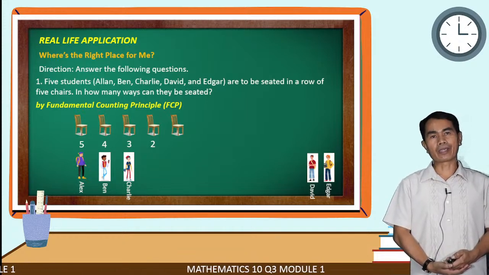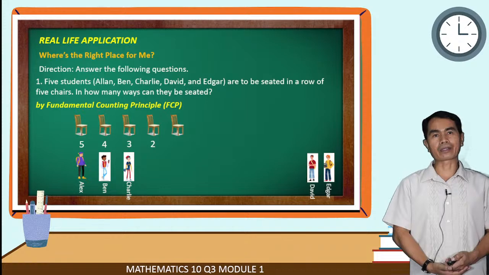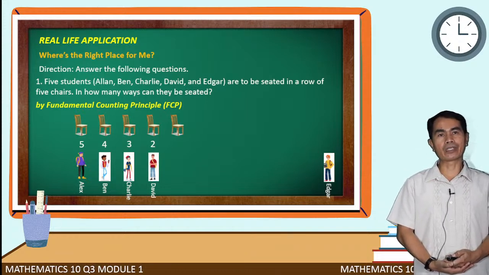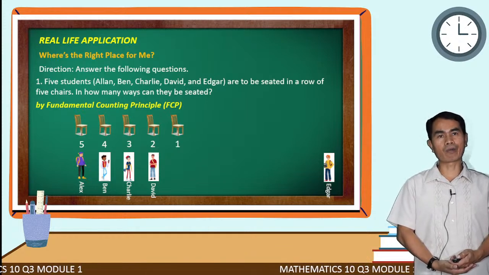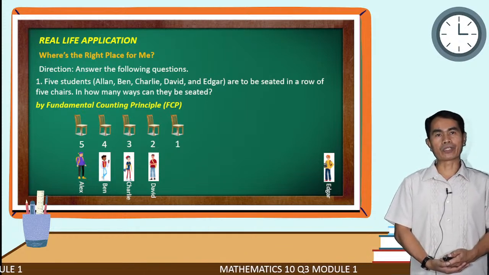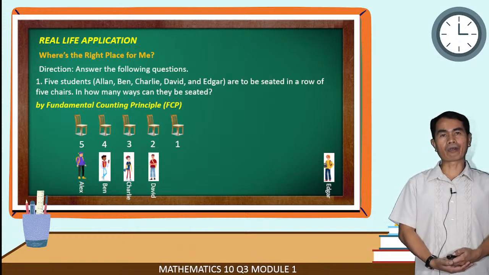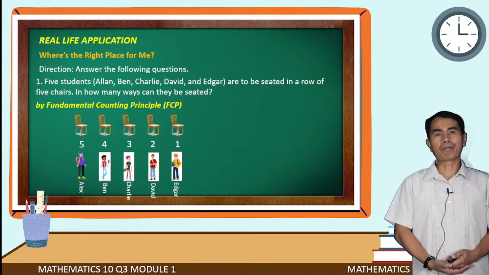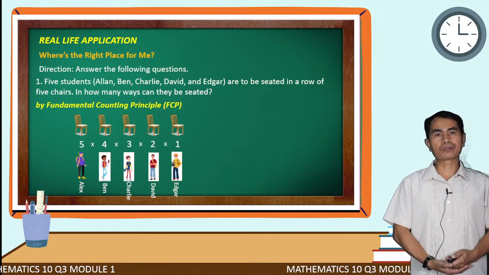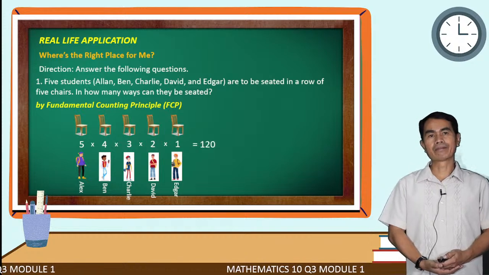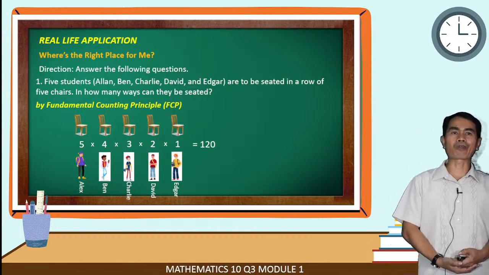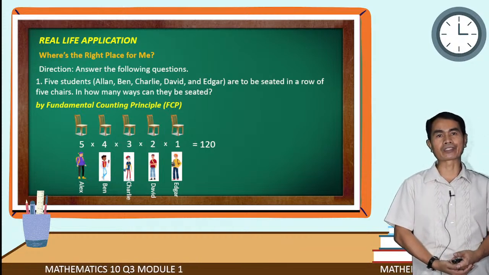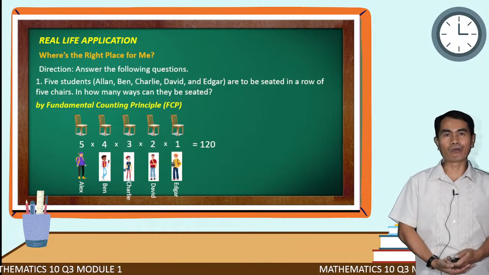Okay, let's say David is seated on that particular chair. The last student has no other choice but to sit on the vacant seat. So we only have 1 option for this chair. Okay, we multiply all the choices. 5 times 4 times 3 times 2 times 1, and we get 120. So there are 120 possible seating arrangements for these 5 students to be seated in a row.